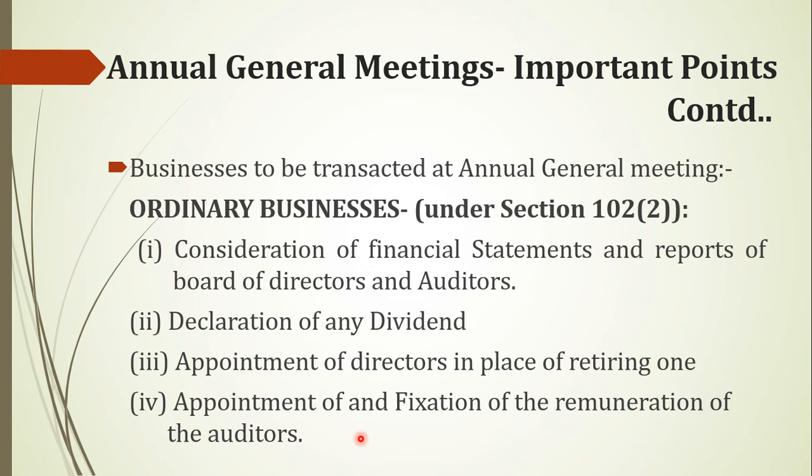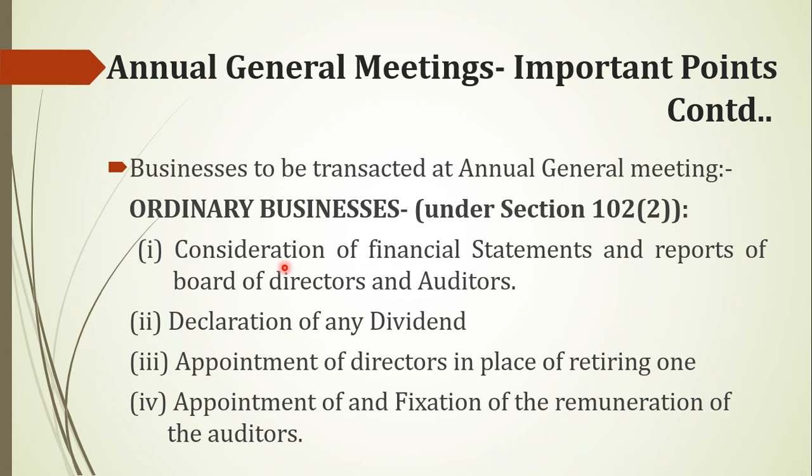So first of all, let's see what the ordinary businesses are. As you can see, section 102 subsection 2 provides that consideration of financial statements and reports of the board of directors and auditors would be the first ordinary business. Then declaration of dividend of the company, and appointment of director in place of the retiring one. So the appointment of a director in place of a retiring director will also be considered as ordinary business, which can be transacted only at the AGM of any company. And the fourth point is appointment and fixation of remuneration of auditor. So these are the four basic ordinary businesses which can only be transacted at AGM.